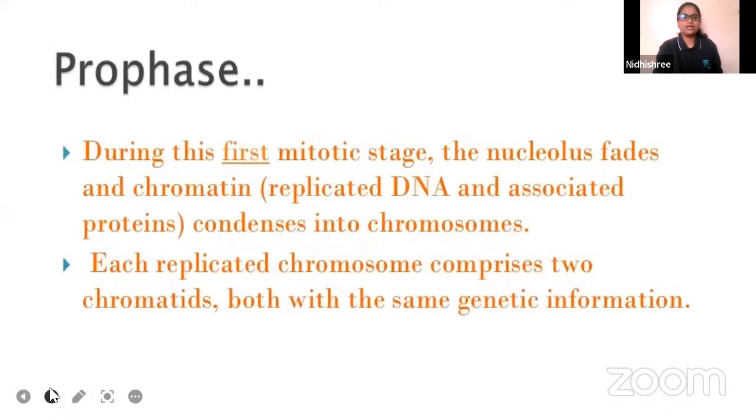Next. Okay. So let us discuss some points on prophase of mitosis. So in prophase, during the first mitotic stage, the nucleolus will disintegrate and chromatin will get condensed into chromosomes, and there is also DNA replication. After prophase, each replicated chromosome comprises two chromatids, both with the same genetic information. That is the main thing. In the chromatids, the genetic information will be the same.